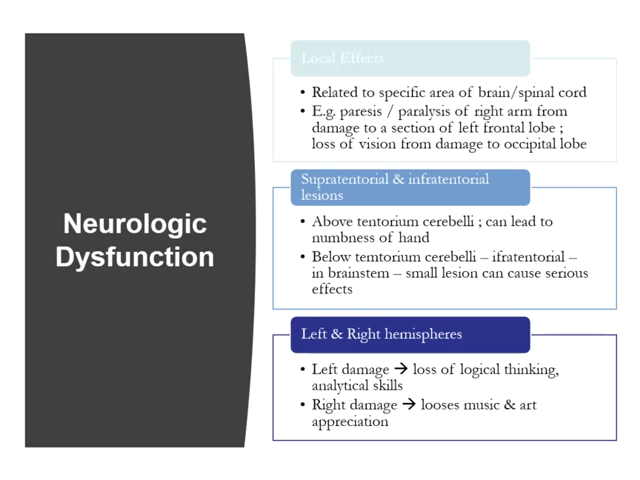In this presentation, we are going to discuss all the pathologies of the nervous system. Okay, so let's look at the neurological dysfunctions. There can be some due to local effects, which are related to a specific area of the brain or the spinal cord. For example, paresis, that is a weakness or paralysis of the right arm from damage to a section of the left frontal lobe.